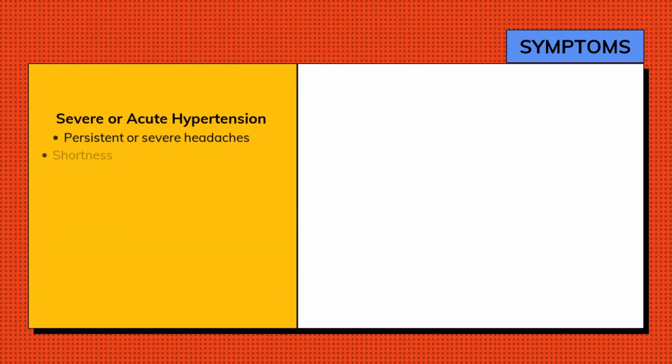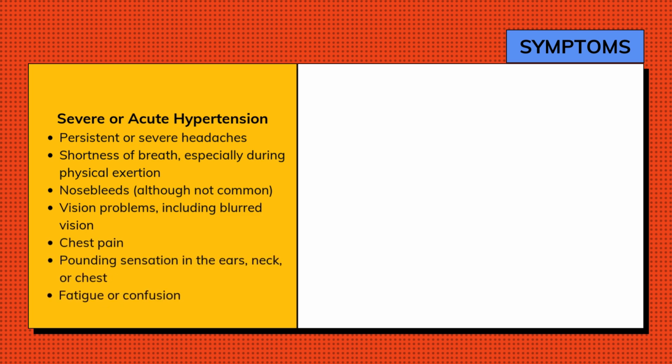Symptoms of severe or acute hypertension. Persistent or severe headaches, shortness of breath, especially during physical exhaustion, nosebleeds, although it is not common, vision problems including blurred vision, chest pain, pounding sensation in the ears, neck, or chest, fatigue, or confusion.